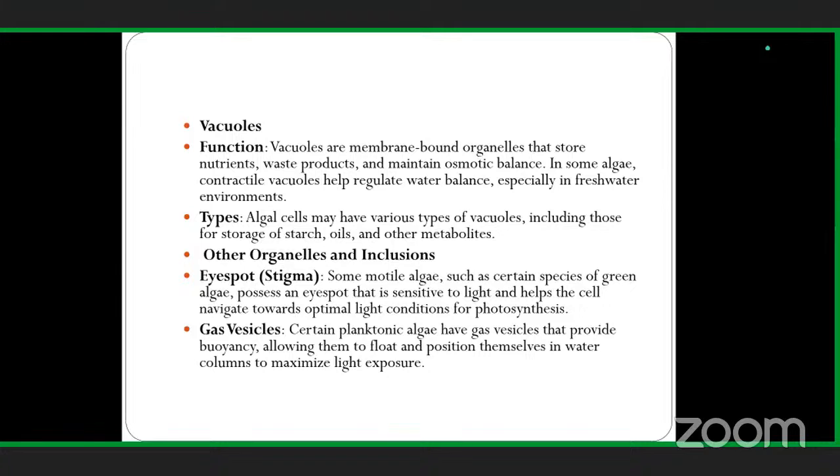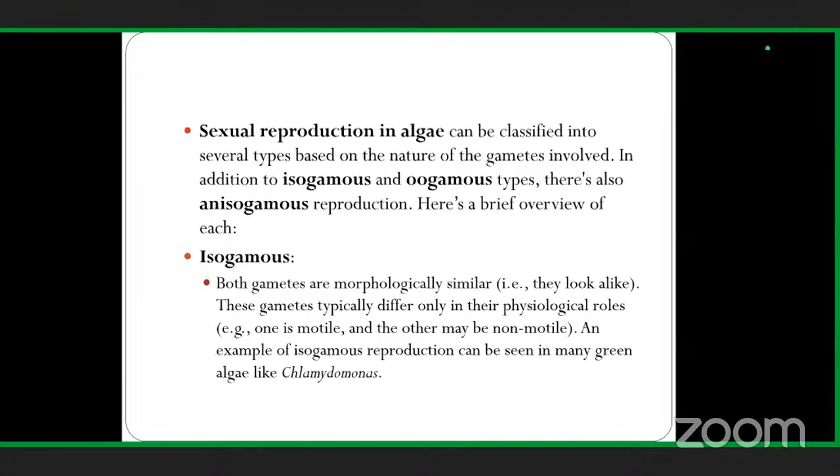So apart from these main cell organelles, there are also other cell organelles that are the eye spot and the gas vesicles. Gas vesicles help the algae to float in water, and the eye spot, in some motile algae, is sensitive to light and helps the cell navigate towards optimal light conditions. So the eye spot and gas vesicle are other organelles apart from the main cell organelles.